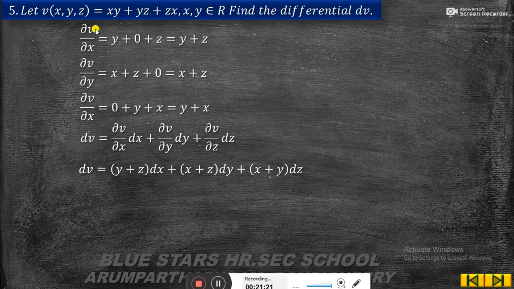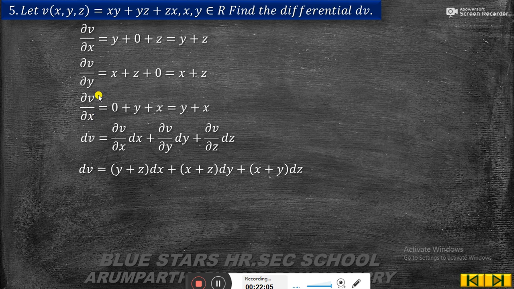First we calculate dou v by dou x, partially differentiating with respect to x. So dou v by dou x equals: the first term, differentiating x, is 1, so y, plus the second term has no x, so its differentiation is 0, plus zx, z into the differentiation of x, which is 1. So y plus z. Dou v by dou y means the first term x into the differentiation of y, which is 1, so x, plus the next term z into 1, so plus z. There is no y variable in the third term, so its differentiation is 0. So x plus z.